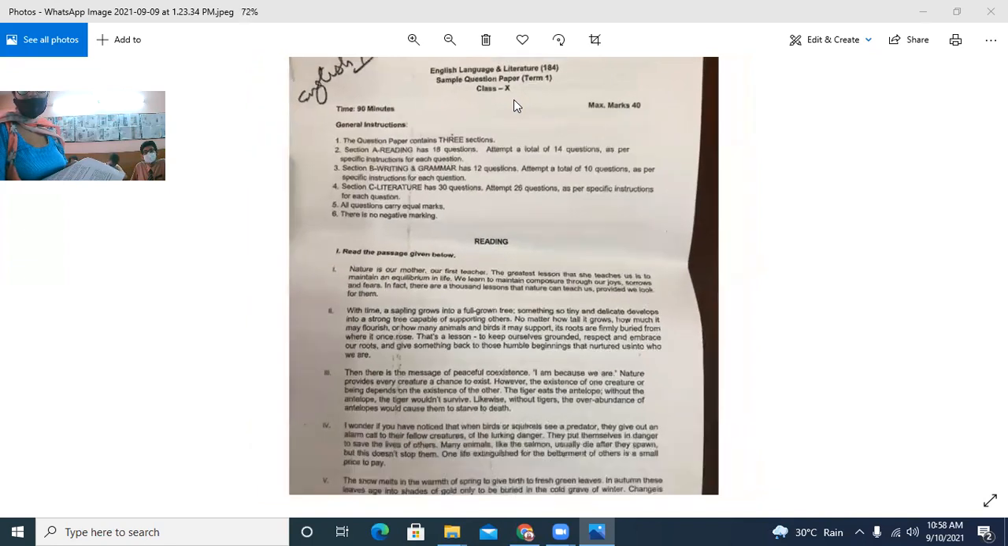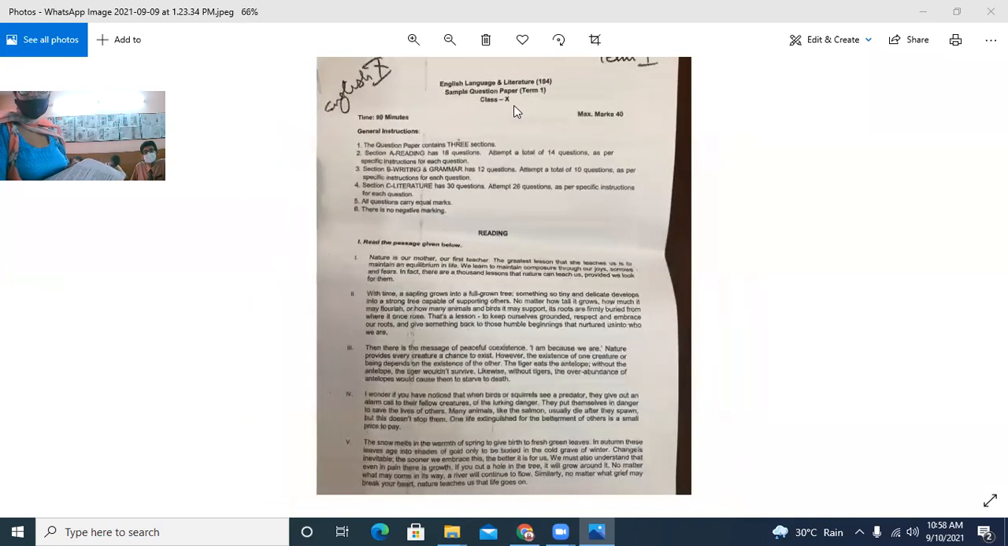Then there is the message of peaceful coexistence. I am because we are. Nature provides every creature a chance to exist. However, the existence of one creature or being depends on the existence of the other. So this paragraph shows the interdependence of the creatures on one another.